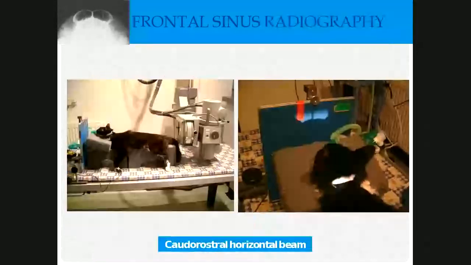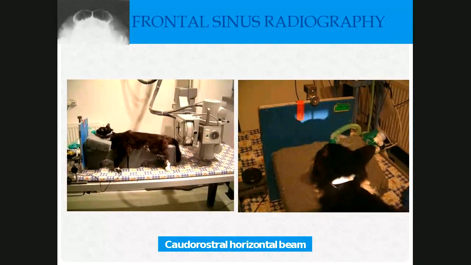The other view that one can perform is a cauda-rostral horizontal beam. So the X-ray beam is aimed horizontally and will enter from caudally, exit rostrally, and then the cassette will be positioned vertically and held in place by positioning aids. It's a bit of a tricky one to do, and it's a bit laborious, but the benefit of this view is that any fluid that's in the frontal sinus will be seen as a horizontal fluid-air interface due to gravity.